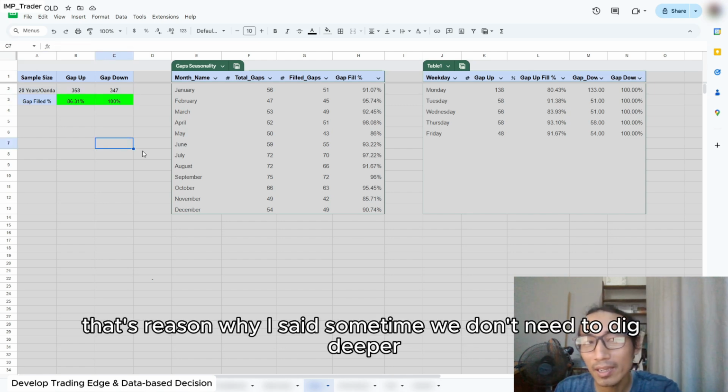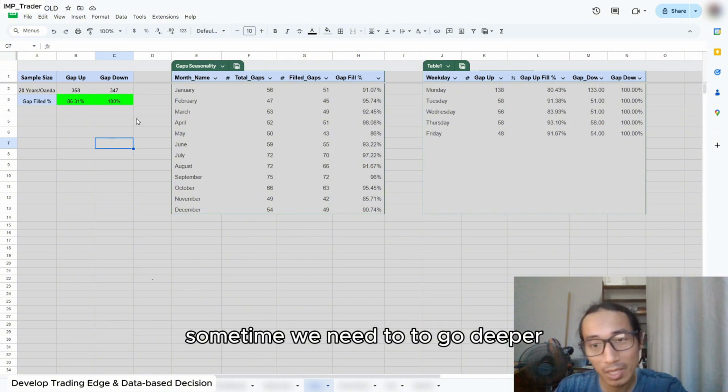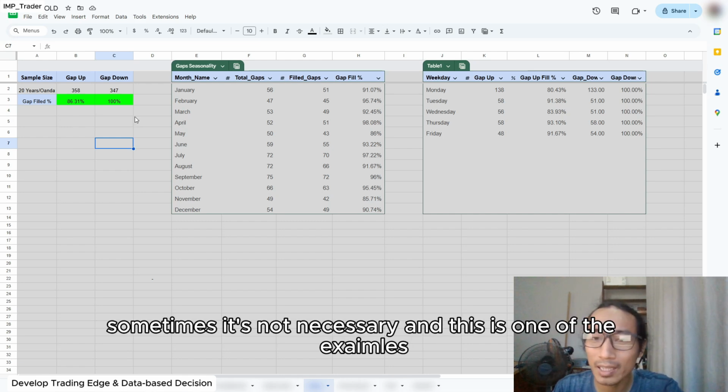That's the reason why I say sometimes we don't need to dig deeper. Sometimes we need to go deeper. Sometimes it's not necessary. And this is one of the examples.